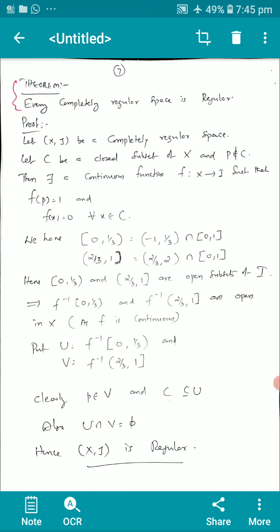That is, every T4 space, every completely regular space is regular. Every Tikhonov space is a T3 space. That's what I have proved.